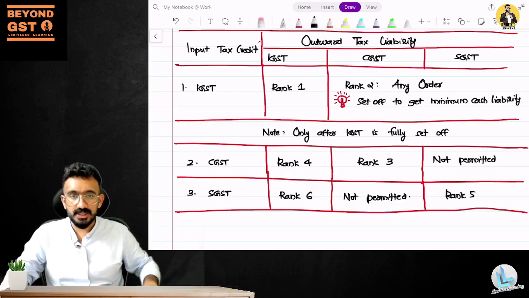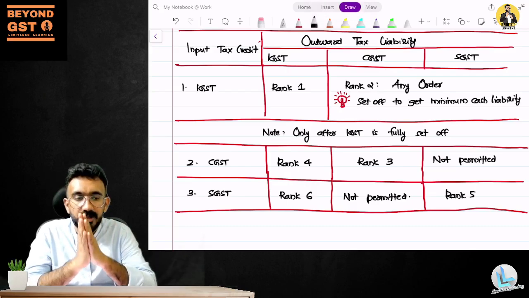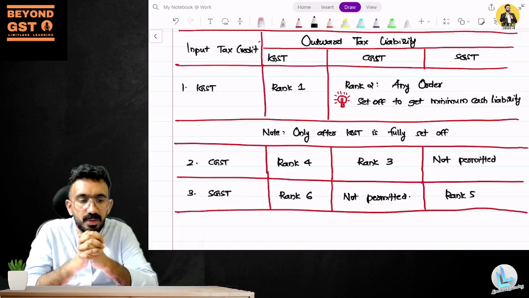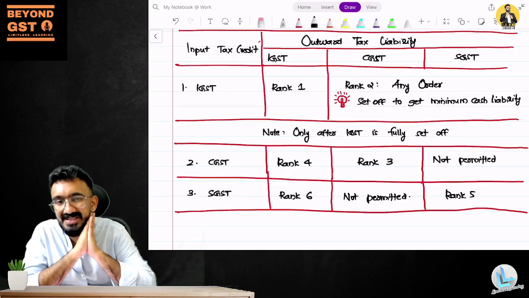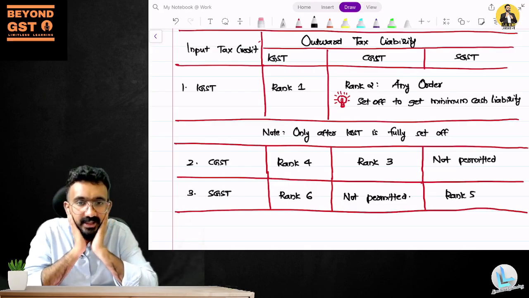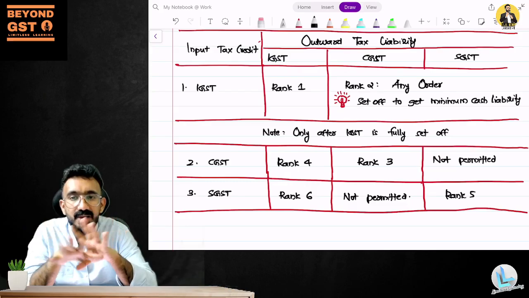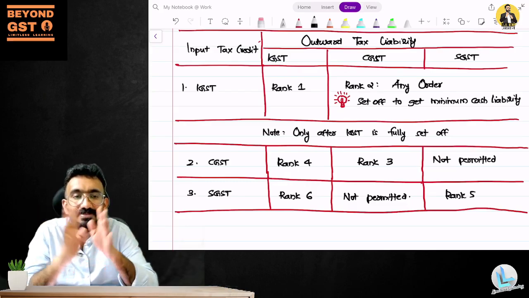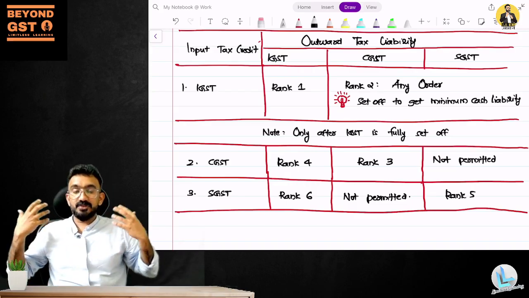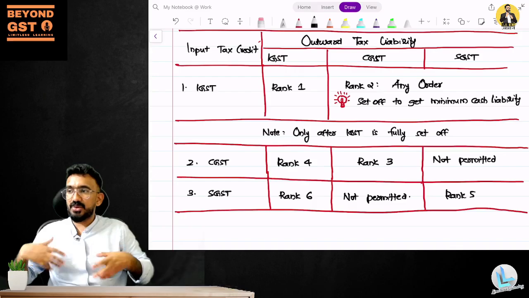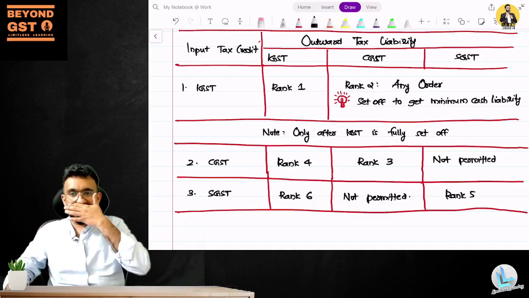Are you guys understanding? So this is the first learning that everybody should have before we go into understanding the net GST computation. There is a manner of utilization of credit, and I have to ensure that my manner of utilization gives me minimum cash liability while solving the question for the exam, because in practice you have your own wishes to do the set off, right?